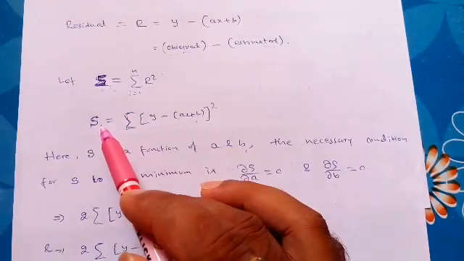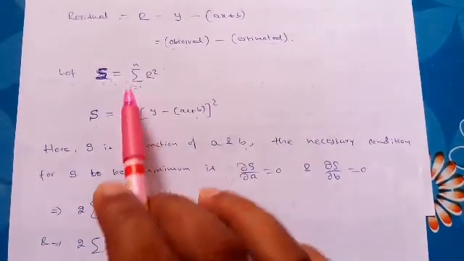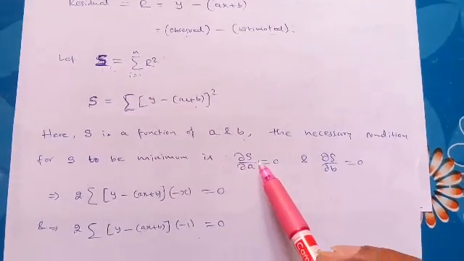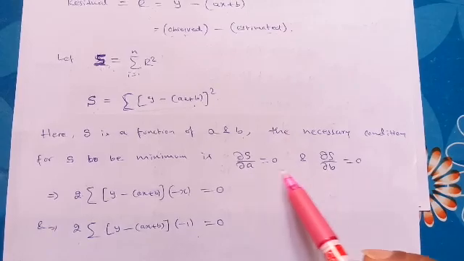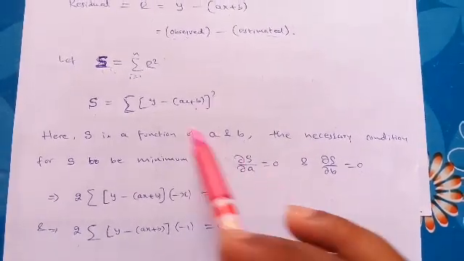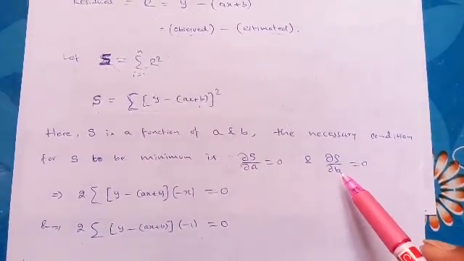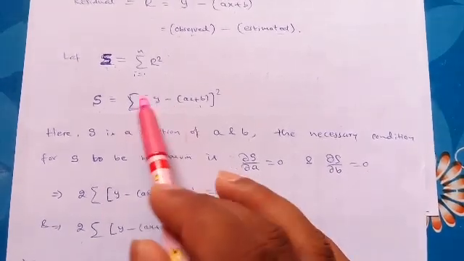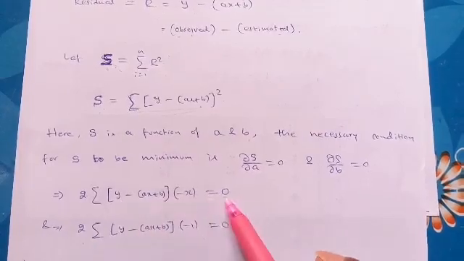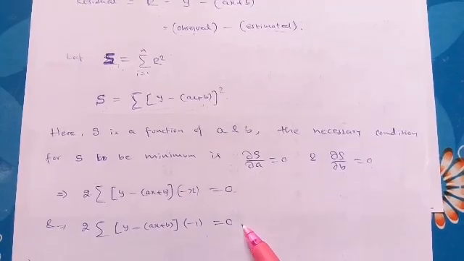How to say that this S is minimum? This sum of the squares of the residuals is minimum when its partial derivatives with respect to a and with respect to b are equal to 0. Here, differentiate this equation partially with respect to a once and another time with respect to b. If we differentiate this term with respect to a, we get the first equation. Similarly, if we differentiate this equation with respect to b, we get the second equation.